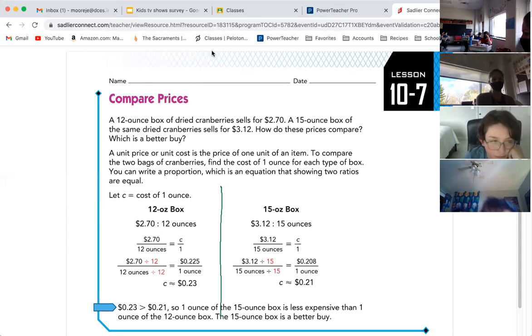Did we talk about that word yesterday? Not yesterday, on Monday. Did we talk about the word proportion? You said ratio. So it's definitely a ratio, but this ratio is set equal to another equivalent ratio, and it's going to be used to compare the overall value.